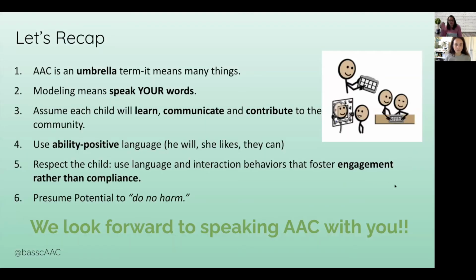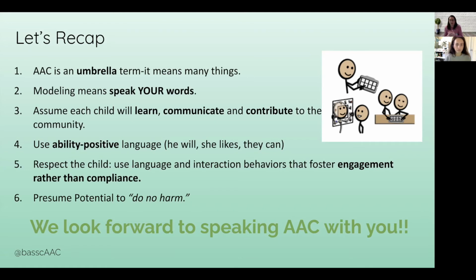All right, and then to wrap up the presumed potential module, AAC is that umbrella term again, and it means many things when we're talking about receptive and expressive language and communication. Modeling, or aided language input, means that you're going to speak your words on that child's AAC system in order to teach them that language. And then assuming each child will learn, communicate, and contribute to the community is presuming that potential. Using ability-positive language with he will, she likes, they can is very powerful.